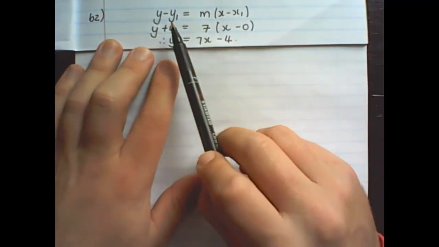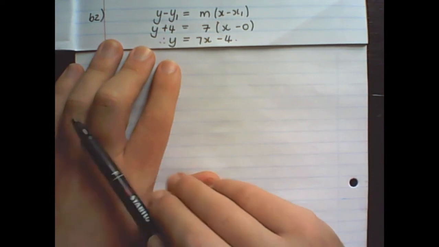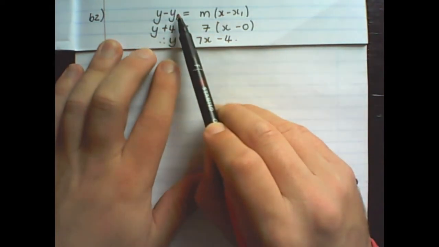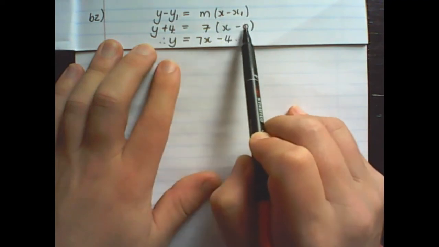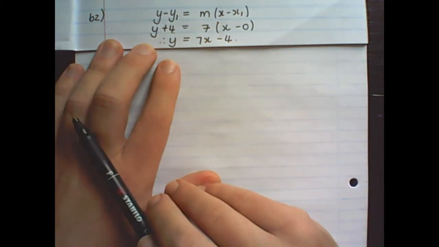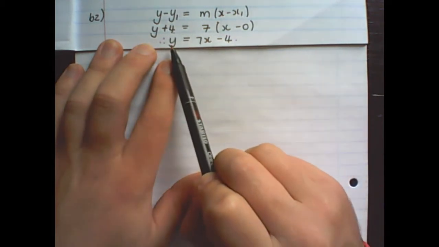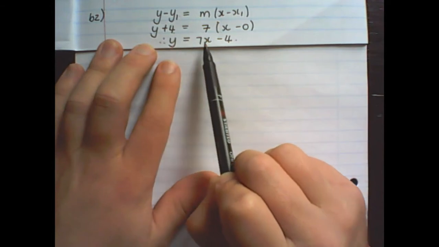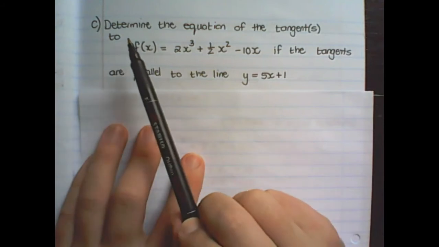The second question was to find the equation of the tangent line. In the previous question, we have found y1 and we have found x1, and we are given the gradient is equal to 7. So I simply substitute and simplify, and the equation of the tangent is y equal to 7x minus 4. Let's move on to our third example.